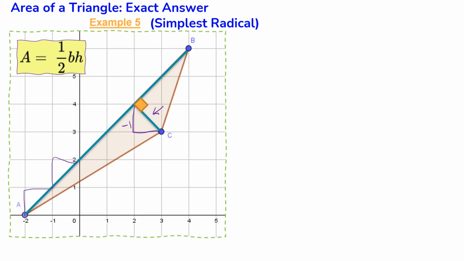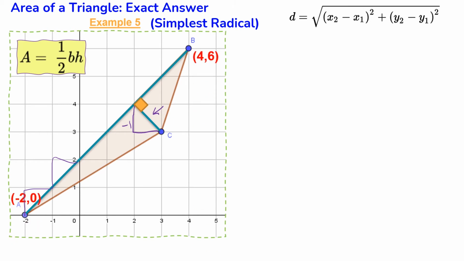Now I just need to find the length of these two lines here. How would I do that? I'm going to actually use the distance formula. Alright, so that's my distance formula. And if I label A and B, so those are my ordered pairs, I'm going to label x1, y1, and x2, y2. And it doesn't matter. You could label B x1, y1, and A x2, y2. Doesn't matter. You're going to get the same answer.